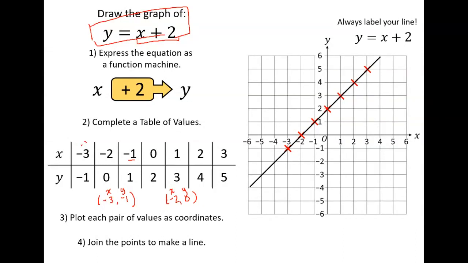And usually we always try to label our line. So we always try to put y equals x plus 2, so the equation of our line, on the line.